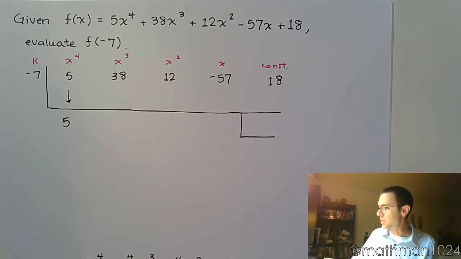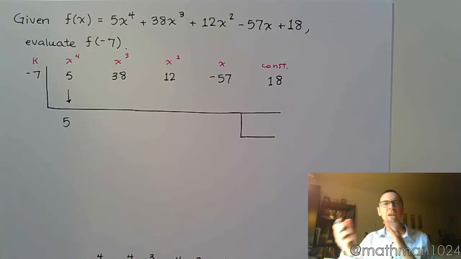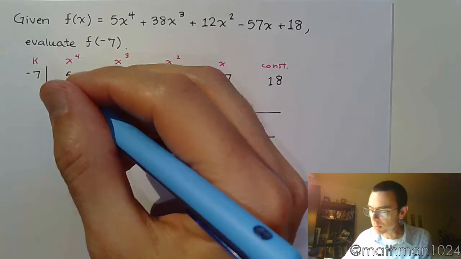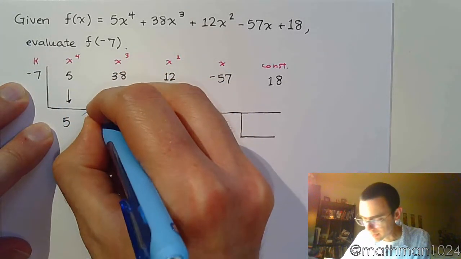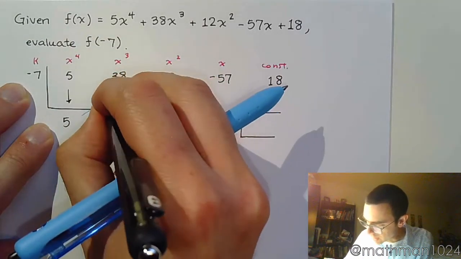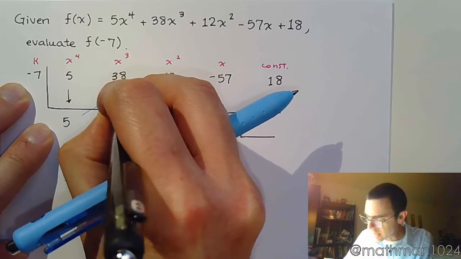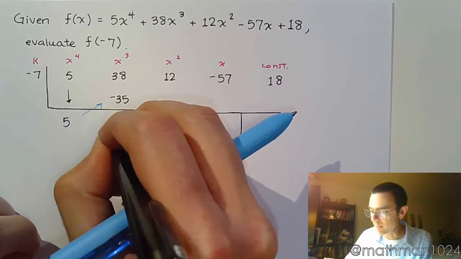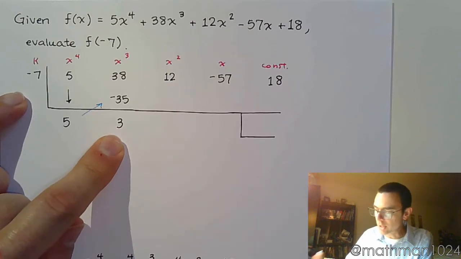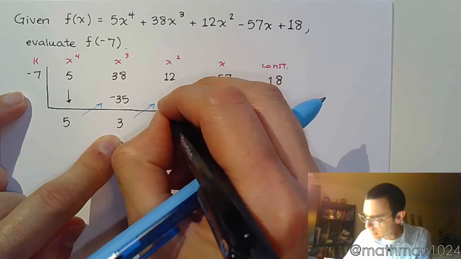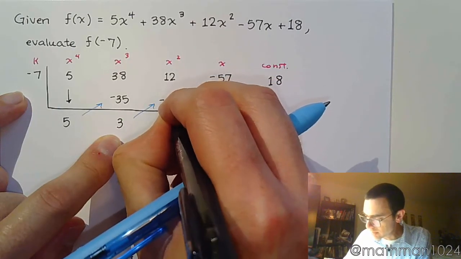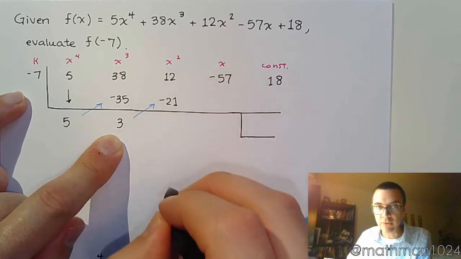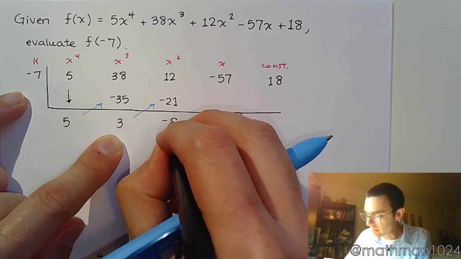And the rest of this is all that back and forth between multiplying and adding. So you multiply times the k value. Multiplying there gives me -35. And we add to get 3. Multiply times the k value again. So -7 times 3 is -21. 12 and a -21 is -9.